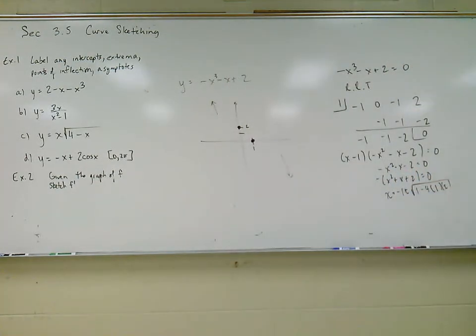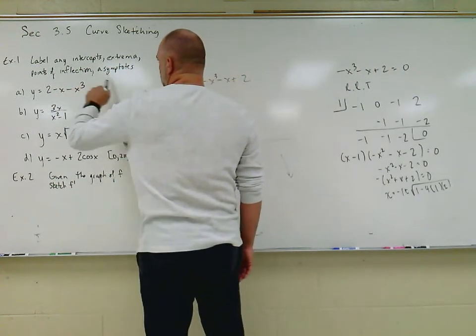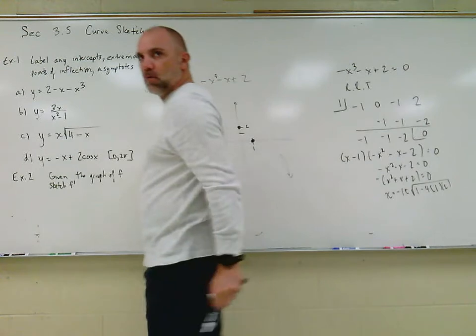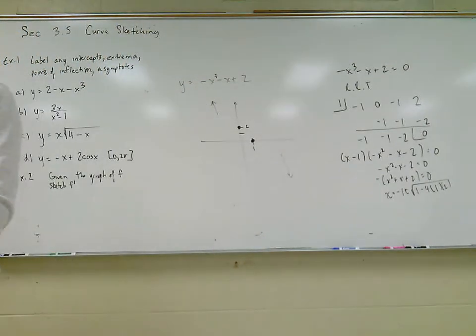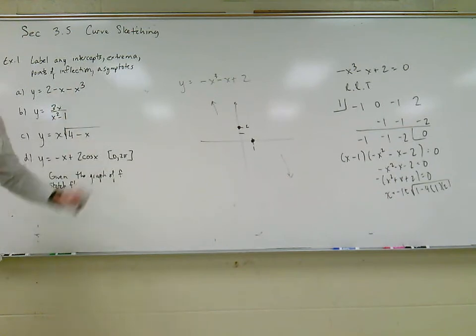Okay, now I'm gonna move to calculus. So now, in the order of those things up here: extrema, points of inflection, and asymptotes. Well, I'm not worried about asymptotes. Polynomials don't have asymptotes. So am I gonna look for extrema or points of inflection next?